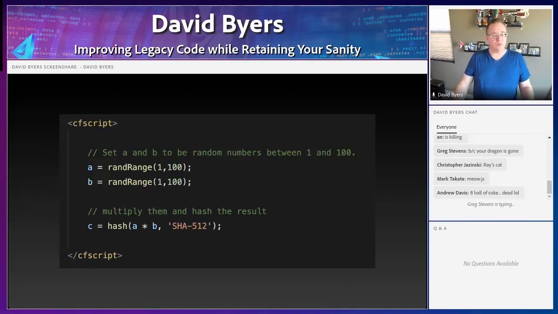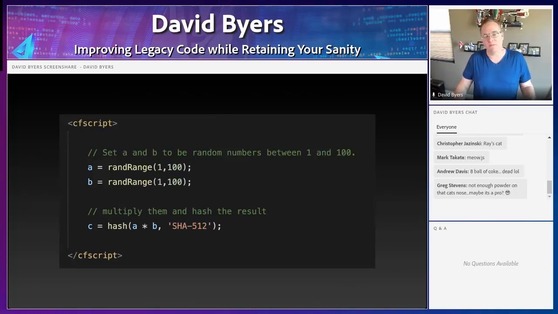I came across a piece of code where somebody had written this, and they put in a code comment, sure, set A and B to be random numbers between 1 and 100, and then multiply them to hash the result.